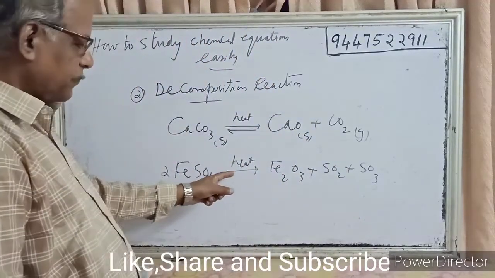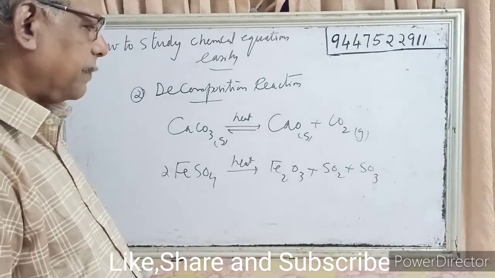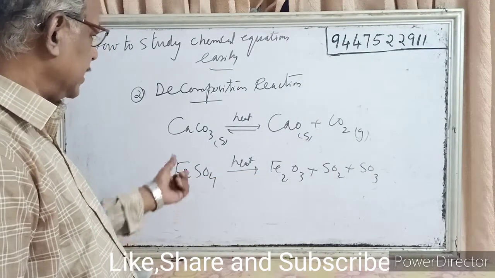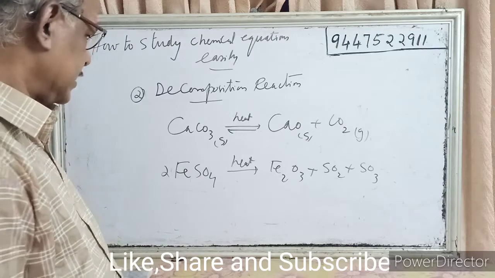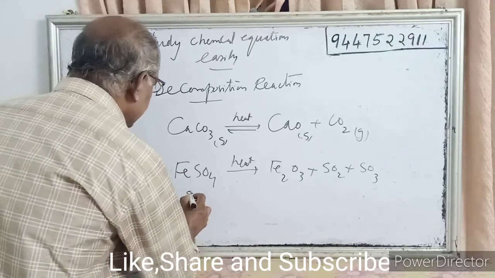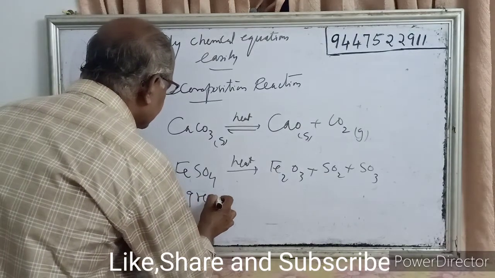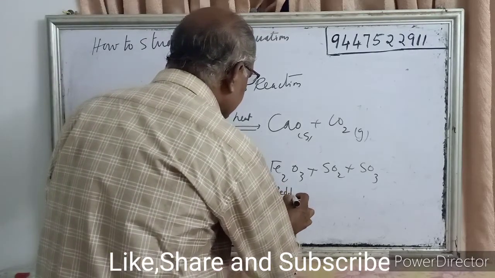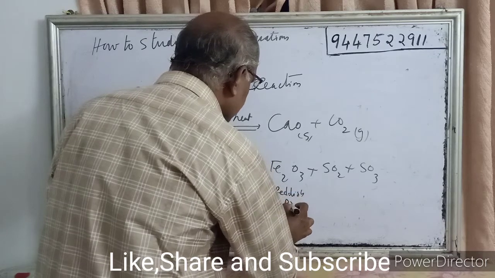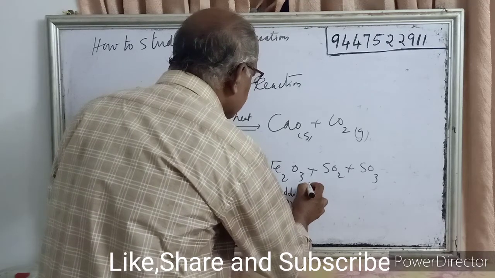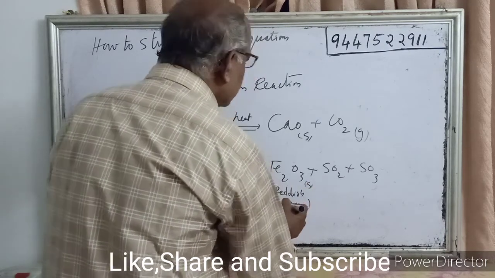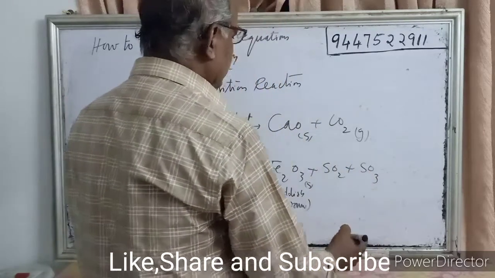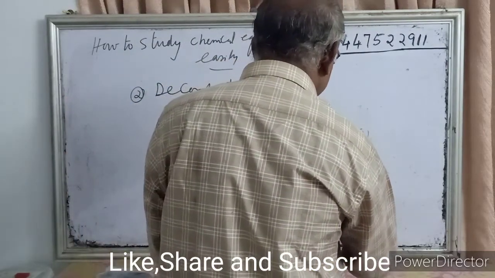That is 2FeSO4 on heating gives Fe2O3 plus SO2 plus SO3. It is also a decomposition reaction. This ferrous sulfate is green in color. Ferric oxide is reddish brown. That is a salt residue, reddish brown.